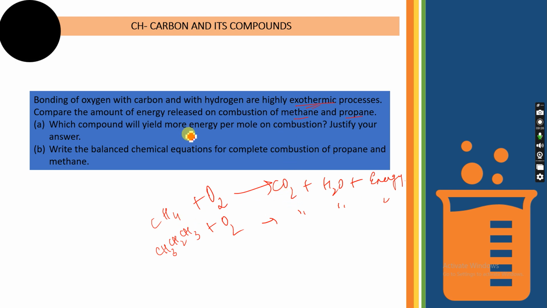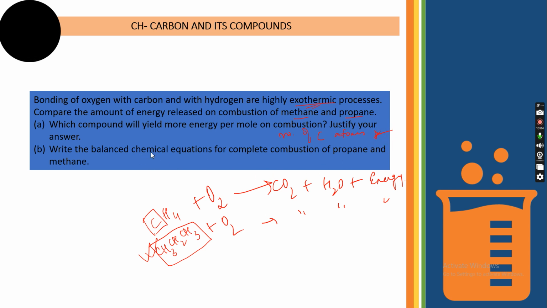Okay, now the first question is which one will produce more energy? As you know, energy is released in an exothermic process whenever carbon, hydrogen and oxygen react together. So here you need to remember that the one with more carbon atoms will produce more energy. Okay, that will release more energy. So in this case propane has 3 carbons, methane has 1 carbon. So which is more? Propane. So propane will yield more energy on combustion. Okay, so it depends on the number of carbon atoms. So remember this.